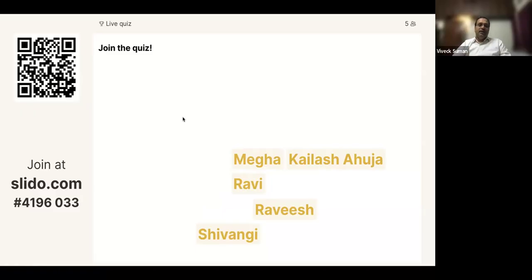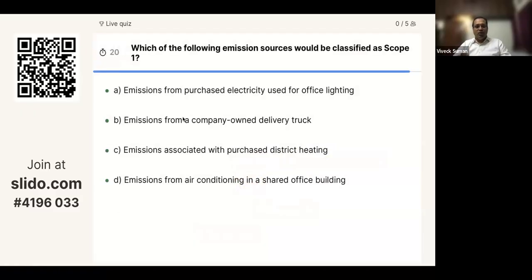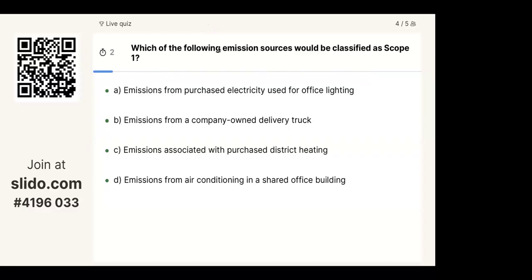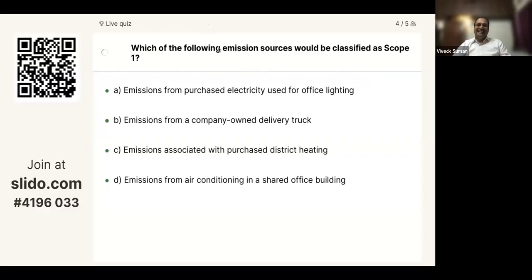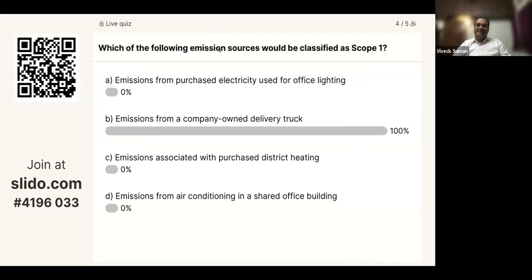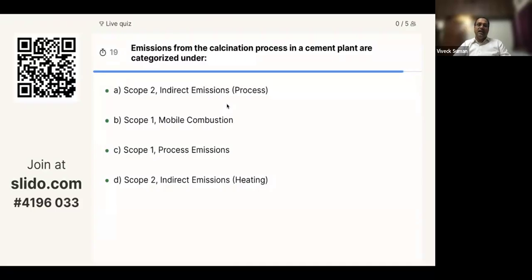Okay. First question. Which of the following emission sources would be classified as scope 1? Quick answer. Do it fast now. Let's not waste time. Quick. There are 15 seconds, so if you are not quick, you will lose it. Saying B is of no use. Somnath, if you say it, everyone will give the same answer. Let them learn from mistakes. Okay, absolutely. Everybody gave the correct answer. Good job.